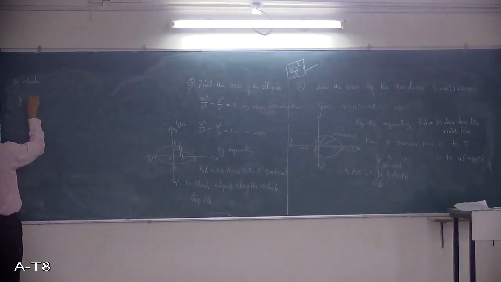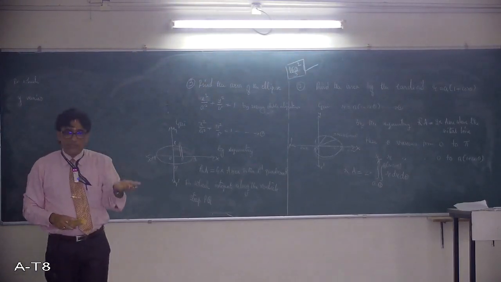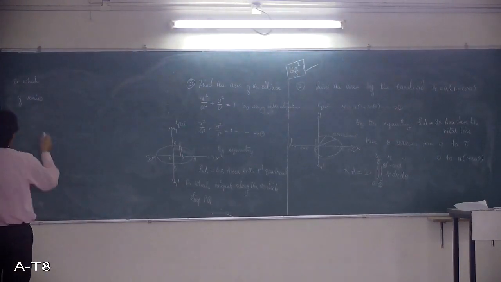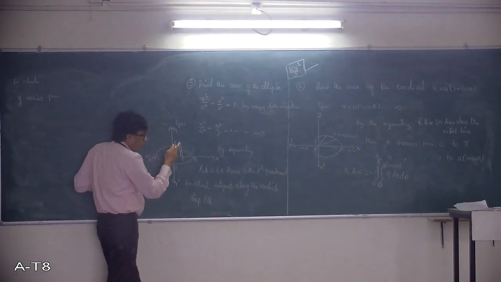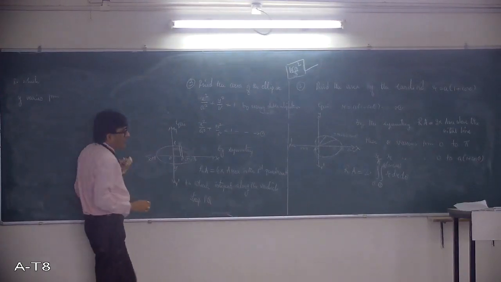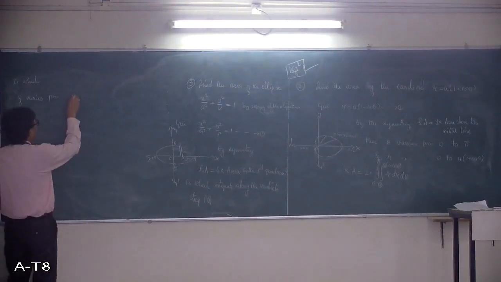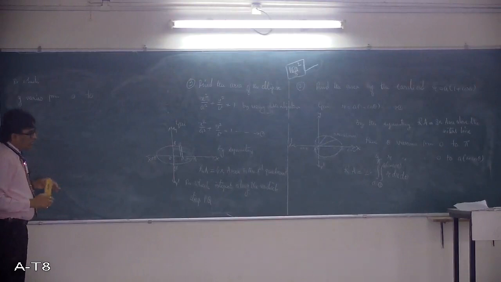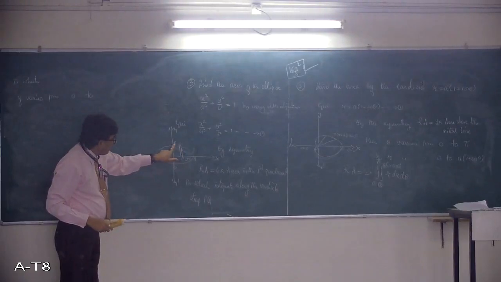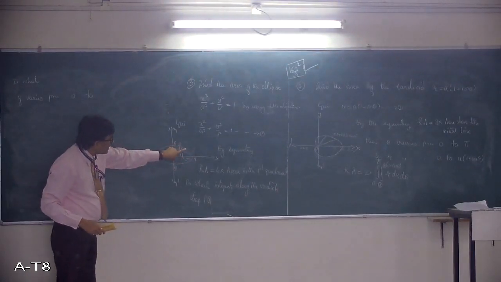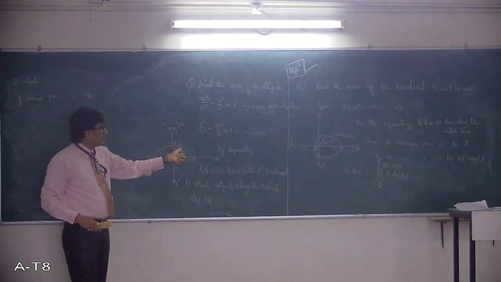So y varies from, since it is a vertical strip, first you have to find y as a function of x, and x will always be in terms of constants. Y varies from where to where? Geometrically I can say P to Q. P is a point which lies on the x-axis. The equation of the x-axis is y equal to 0, so the lower limit for y is y equal to 0. And the upper limit is Q. Q is a point which lies on the circumference of the ellipse, satisfying this equation. From this equation, you have to find y as a function of x.